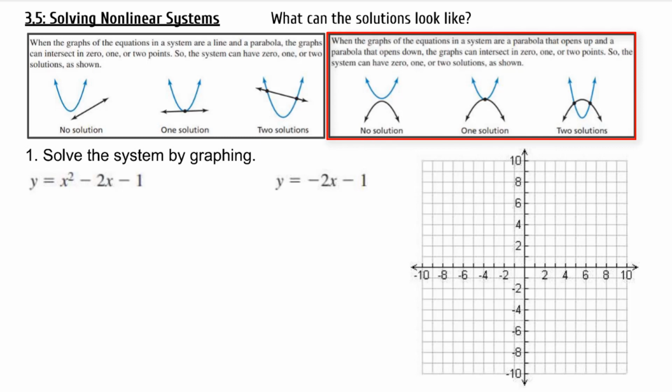When the graphs of the equations in a system are a parabola that opens up and a parabola that opens down, the graphs can intersect in 0, 1, or 2 points. So the system can have 0, 1, or 2 solutions as shown. For number 1, we're going to solve this system by graphing.